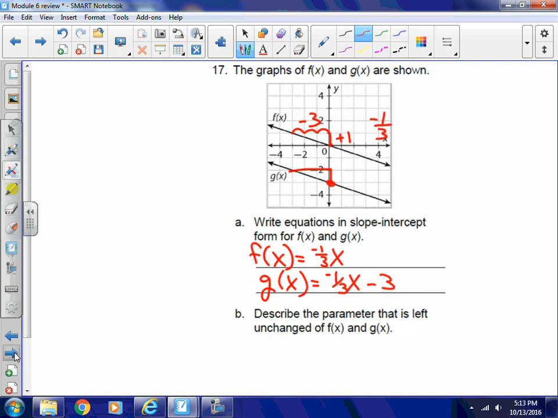For part B, we're going to describe the parameter that is left unchanged. The thing that's unchanged is the slope. It's still a negative 1/3.